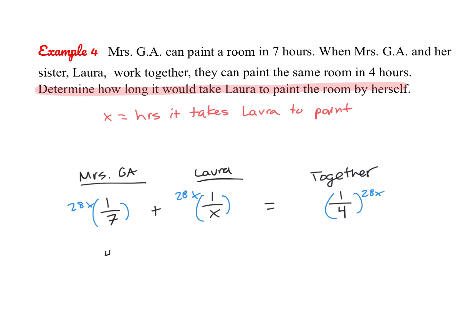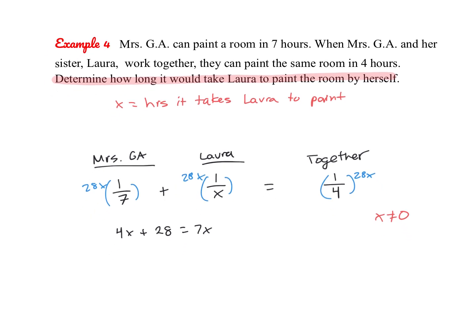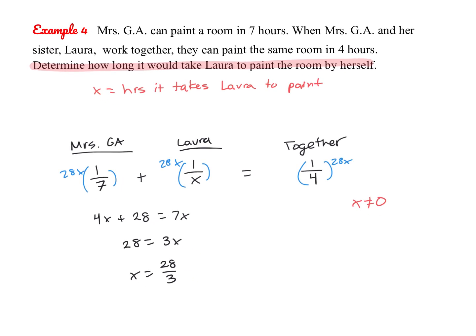And that gives us 4x plus 28 equals 7x. And we know that x cannot equal 0 from our excluded values. So here we get 28 equals 3x, so x equals 28 thirds. Now, since it is a word problem, we're going to try to answer it in a way that makes sense, in terms of like if you were talking to someone and they ask, how long would it take you to do the job? We wouldn't say 28 thirds hours. So it might help for this one to rewrite this as 9 1/3.